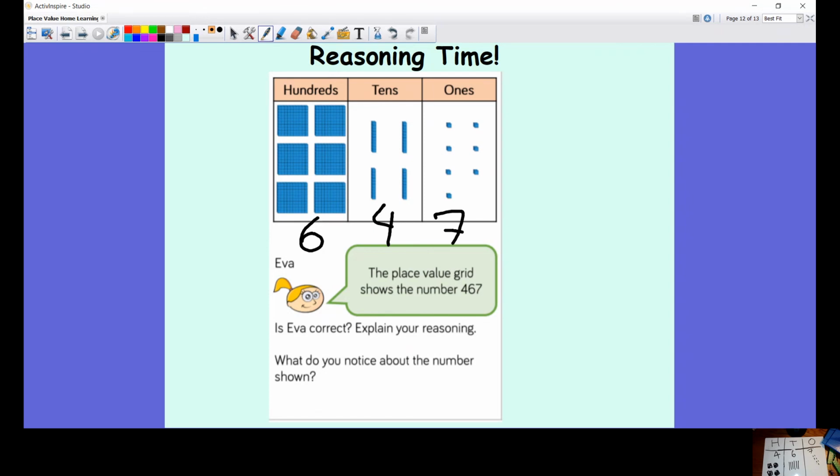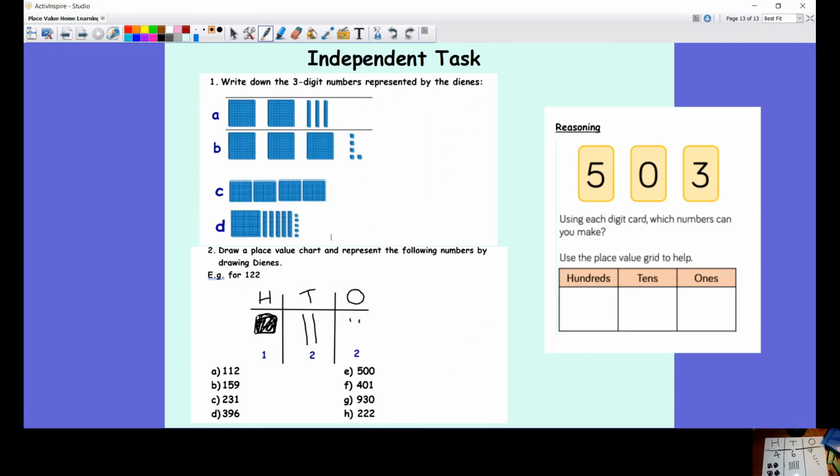Right, it is time for your independent task. It should be very straightforward after the work we've done today. All you need is a piece of paper. You've got the questions here, so you can just look at the screen and work off the questions, or there is the task sheet, which is attached to your daily home learning sheet. You need to write down the 3-digit numbers represented by the Deans, and then draw a place value chart with a ruler. Represent the following numbers. You've got 8 numbers there, and I want to see them in a place value chart. I want you to take pride in your presentation.